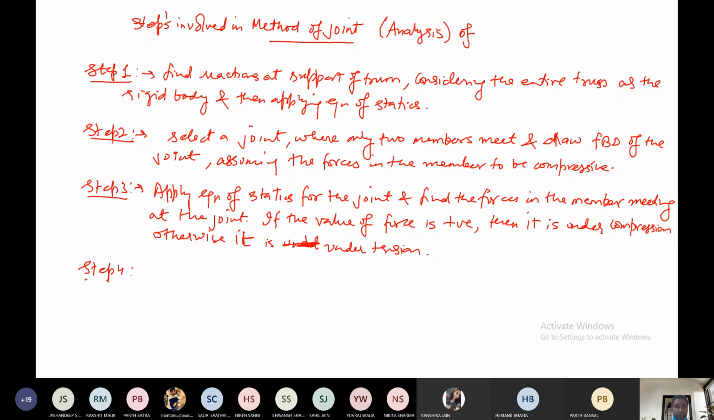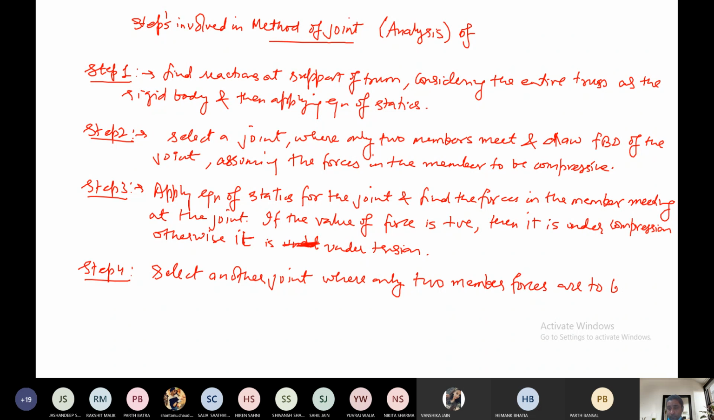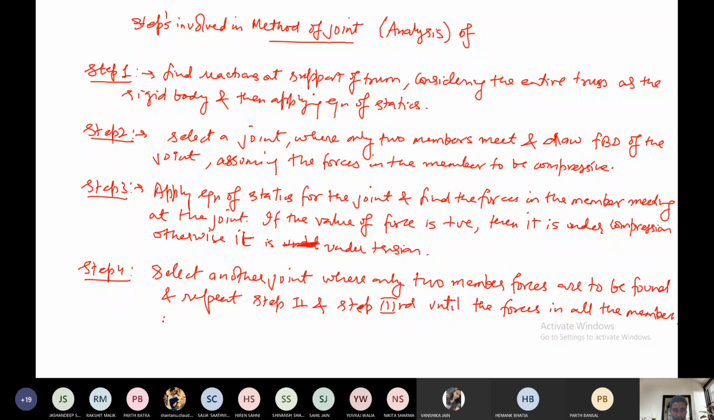Now the last step: select another joint where only two member forces are to be found and repeat step 2 and step 3 until the forces in all the members are determined. Okay. Repeat it, sir. See it on the board. I have written it.